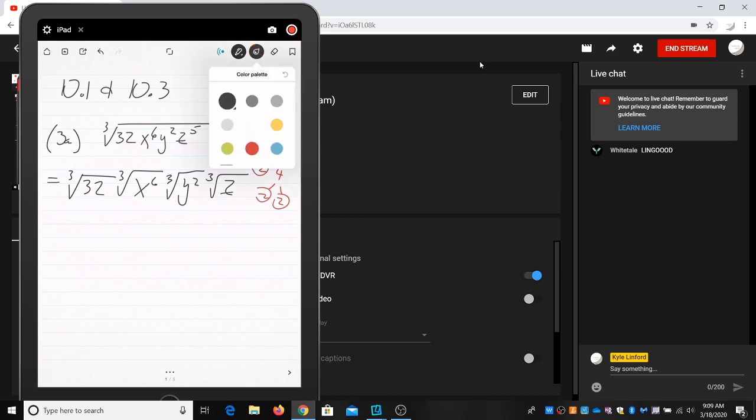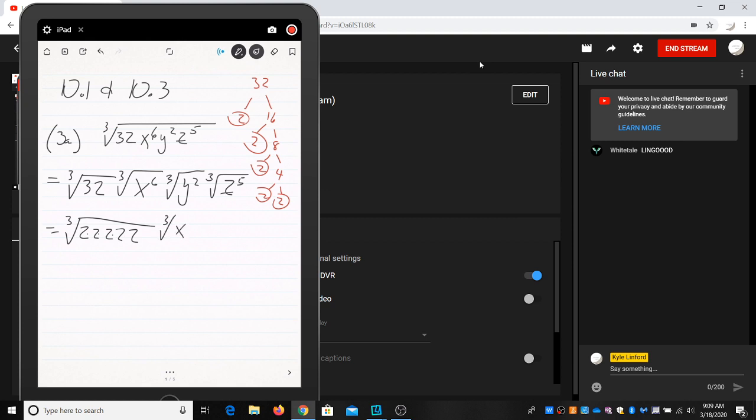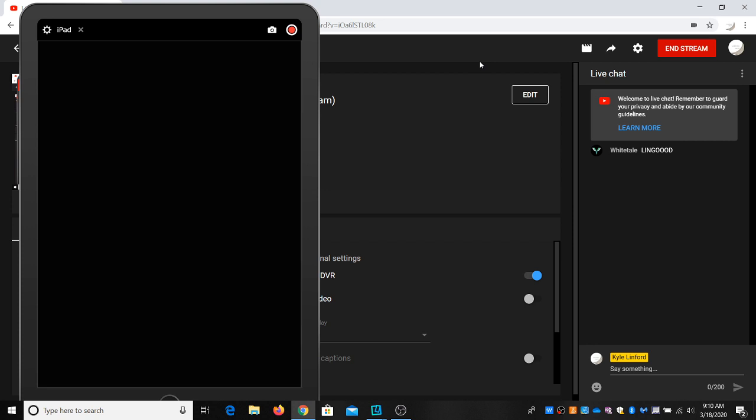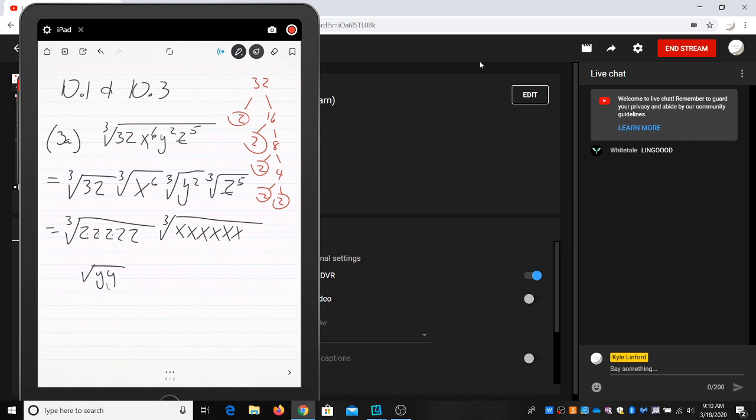Alright, so if we substitute that in, instead of saying the cube root of 32, we could say the cube root of 2 times 2 times 2 times 2 times 2. 1, 2, 3, 4, 5. And we're going to do the same thing for x to the 6th, y squared, and z to the 5th by putting them into expanded form. Cube root of 1, 2, 3, 4, 5, 6 x's. Then I'll move down here for y and y. And then 1, 2, 3, 4, 5 for z.